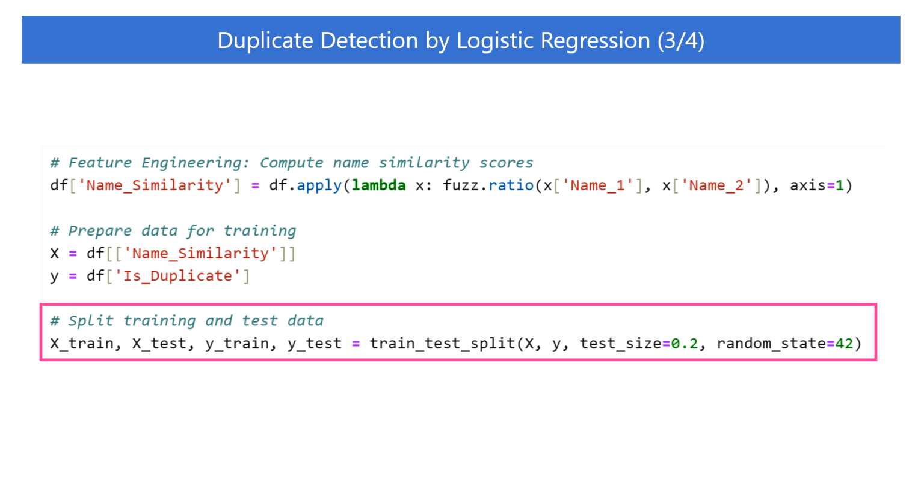Next, split the data into training and testing sets. The dataset is divided into training and test data. By specifying the argument test_size equals 0.2, 80% of the data will be used for training, and 20% will be used for testing.